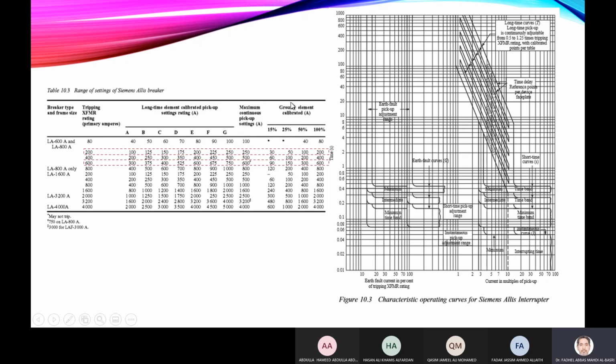It has also a ground element, this is for short circuit protection. It's set at 15% of the rated current, 15% of the 200, for example, of the setting current here, 15% or 25%, 50%, 100%, okay, for ground fault protections. Now, where are these curves? It shows here the curves.